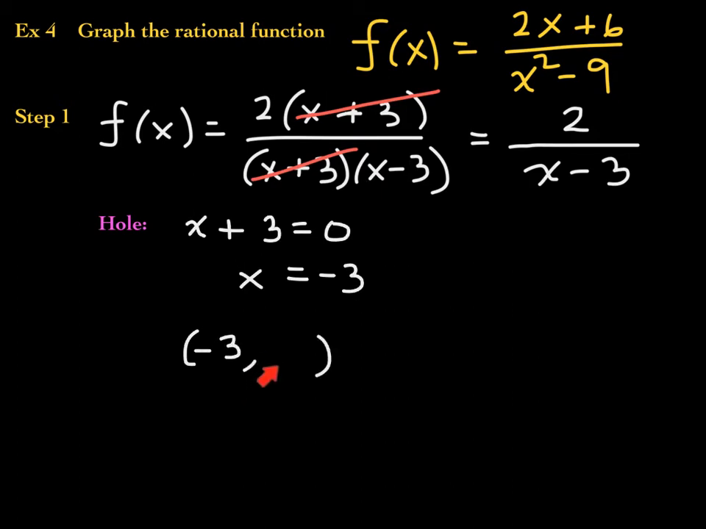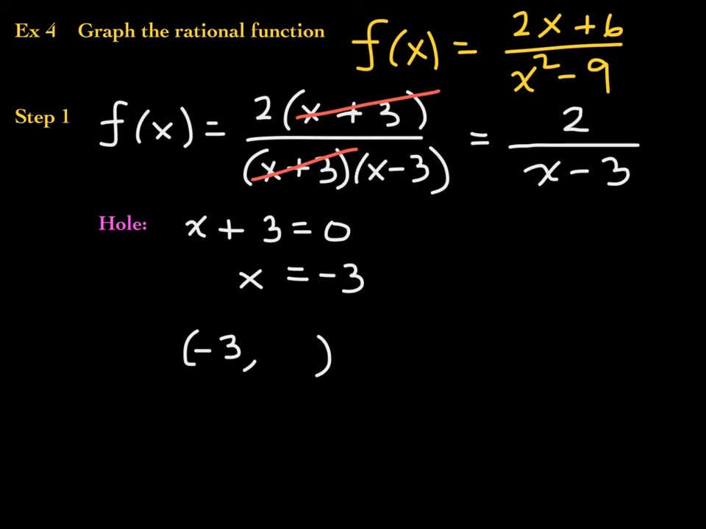In order to figure out the y value for this hole, let's take this value for x, -3, and plug it in. You can't plug it into the original, because if you do, the function will be undefined because it'll give you a 0 in the denominator. Plug x equal to -3 into the simplified form of this function.